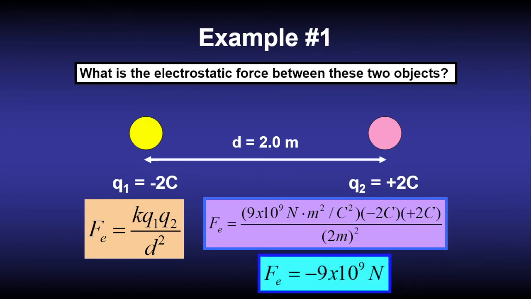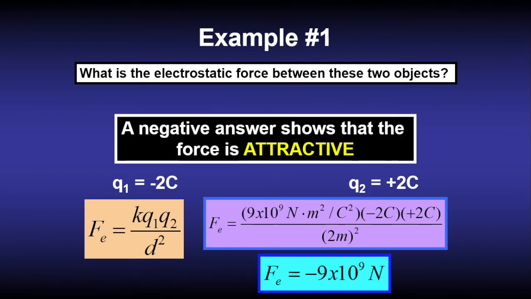When you solve, you find out that the electrostatic force between these two objects is negative 9 times 10 to the 9th newtons. Notice how it's negative here. That's really important. And the negative electrostatic force is telling us that these two objects are attracted to each other.